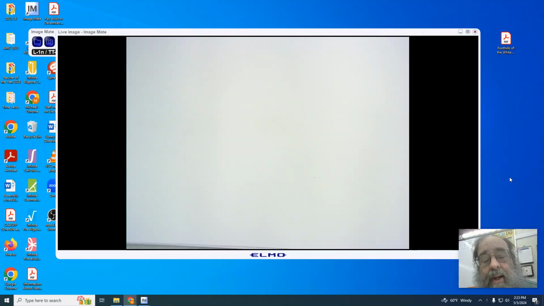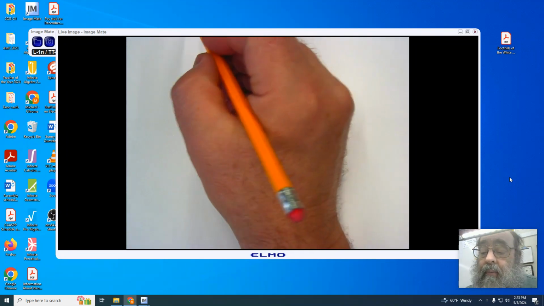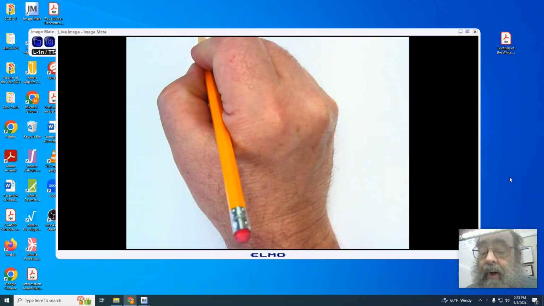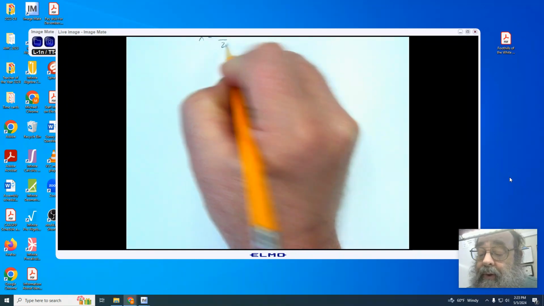Today we're going to take a look at how we make two parametric equations in terms of t out of one rectangular equation. So we're going to take a look at it. x equals negative y squared over 2.